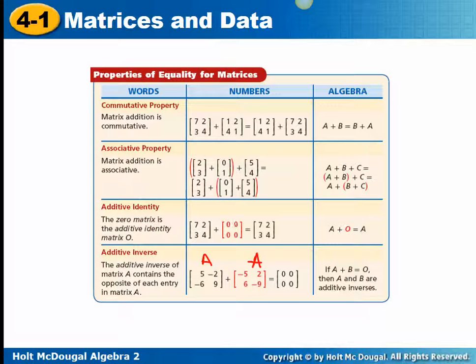The additive identity: there's a 0 matrix where every entry would be 0. If you add a matrix to its 0 matrix, then you get the same matrix back. The additive inverse is when you add a matrix to the opposite of every entry. So we'd have 5. The opposite of that is negative 5. The opposite of negative 2 is 2. So these two matrices added together give you the identity matrix, the 0 matrix, 0, 0, 0, 0.